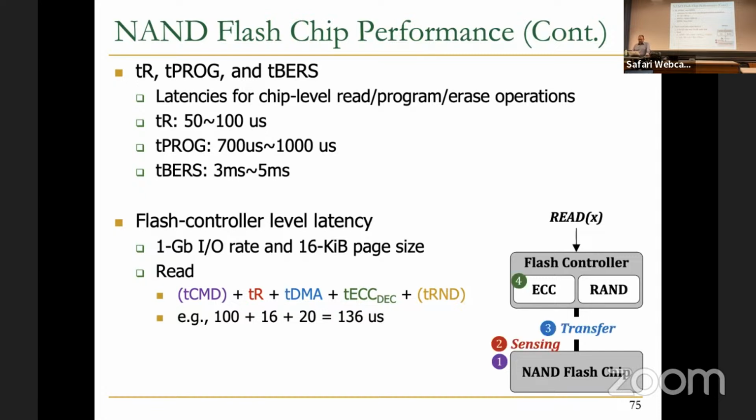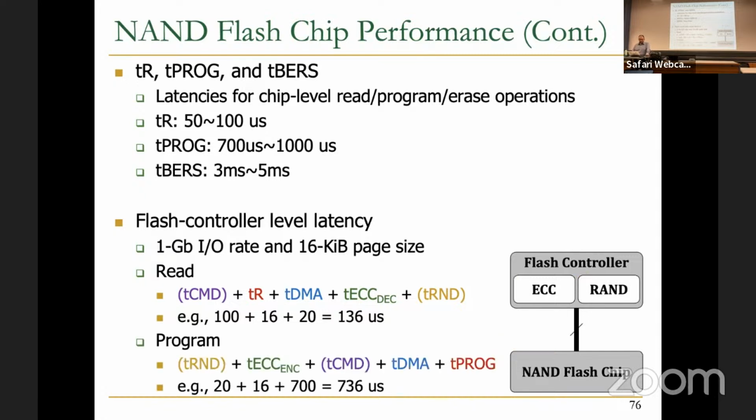Okay, so these are the operations that we already talked about. And for program, essentially, you need to do something similar. You first do randomization, ECC, then you send the command, transfer data to your NAND flash chip, and then you program. And you can also do some calculation and get some numbers here for writes.